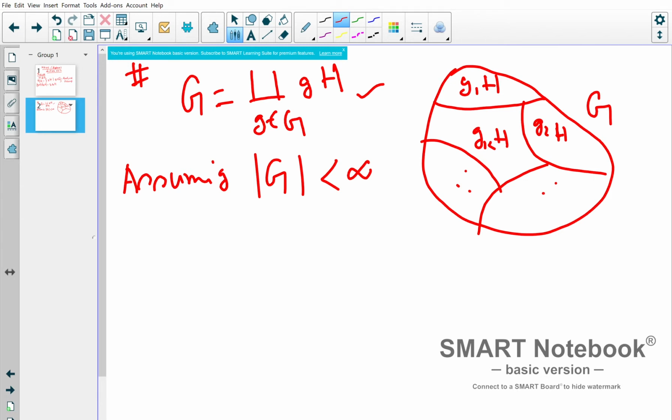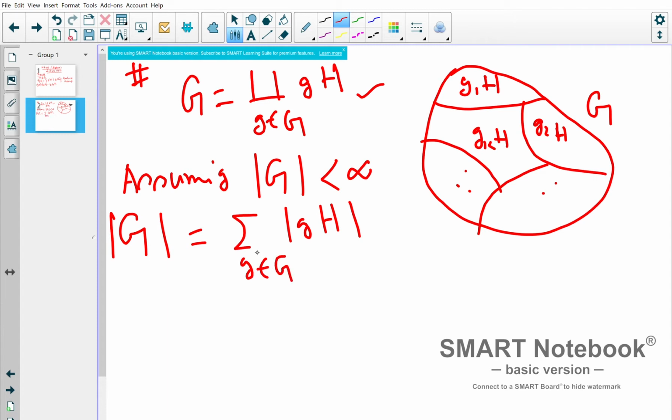If G is finite, then you write the cardinality of G as the sum of the cardinalities of gH, g belongs to G. In this sum, the star means that the g are distinct representatives of the left cosets. So the number of elements inside G is the sum of the number of elements inside the distinct left cosets.